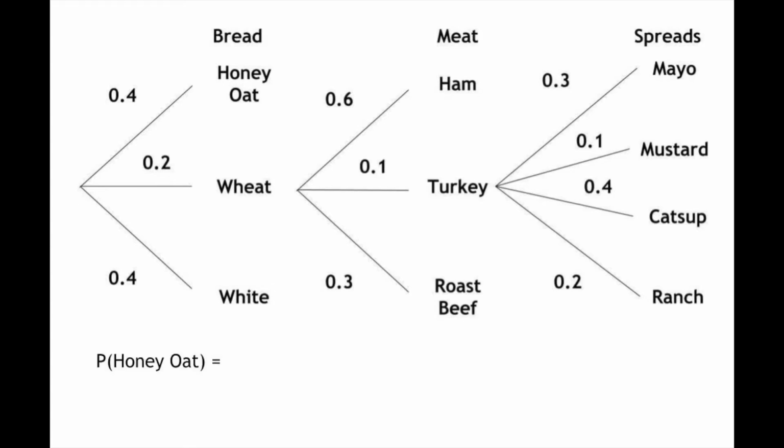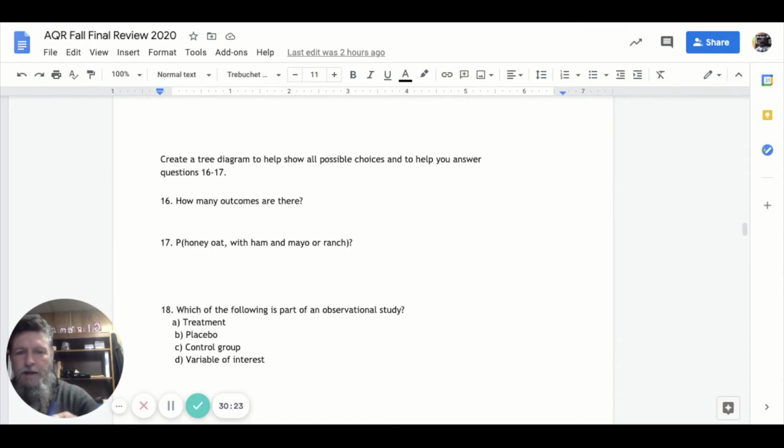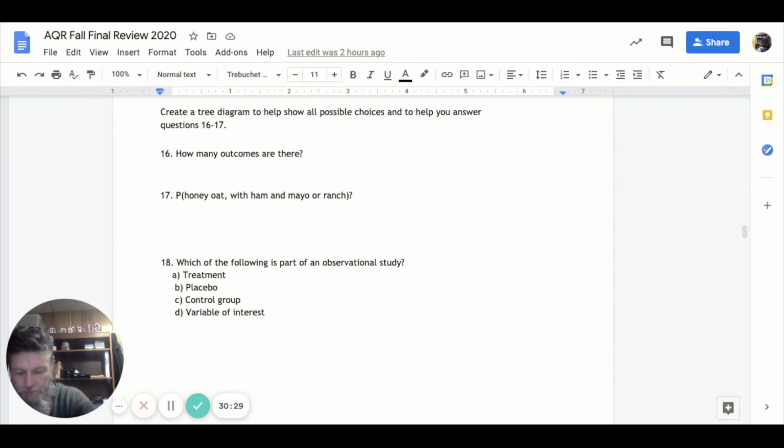What's the probability of getting honey oat with ham and mayo or ranch? Okay? Honey oat, ham, mayo, or ranch. So you've got a 40% chance. We have to multiply the probabilities for each. So 0.4 times 0.6 times the sum of these two, 0.3 plus 0.2. 0.4 times 0.6 times 0.5. 0.12, or 12% of the time. There's your answer for that question. How often will you get a honey oat with ham and mayo or ranch? 12% of the time. Okay?